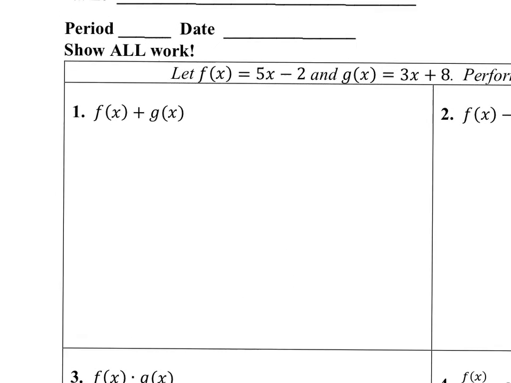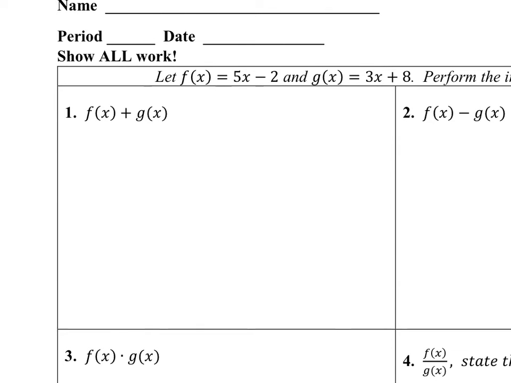So here we go with number 1. All right, we're just going to simplify these. So we need to plug in, instead of f of x, we are going to just simply plug in 5x minus 2, and then we're going to add 3x plus 8. Make sure you combine your like terms. Okay, you have like term here and here, like term here and here. And simplify.